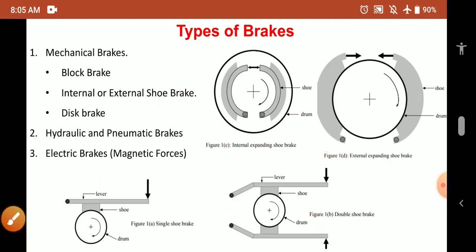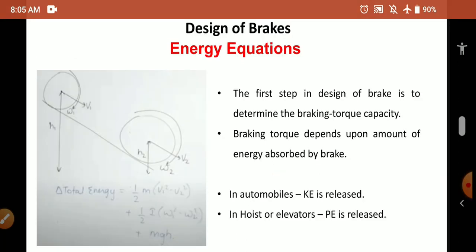Then hydraulic and pneumatic brakes. In hydraulic brakes oil, or in pneumatic brakes air, is used to actuate these brakes, and in electric brakes the magnetic forces, eddy currents, are used to operate this type of brakes.